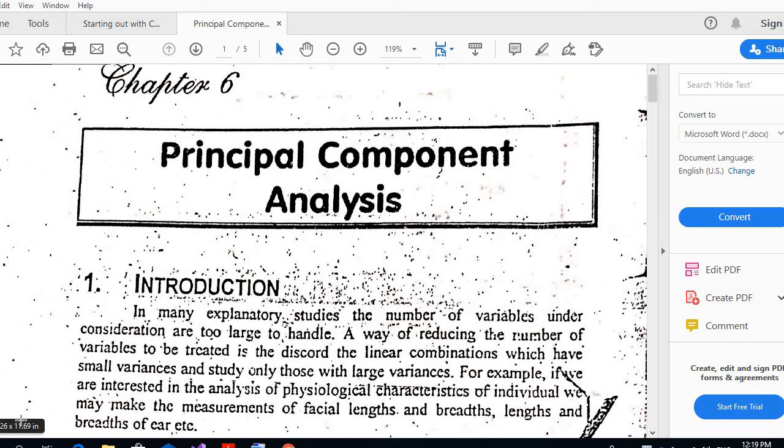I have shared here chapter number 6 of the book of Dr. Khalid Parvez, which is principal component analysis.